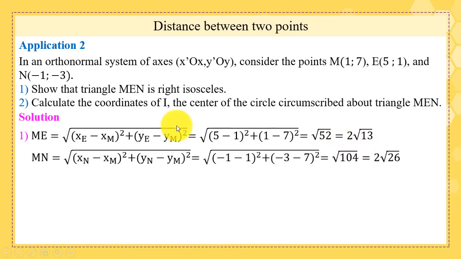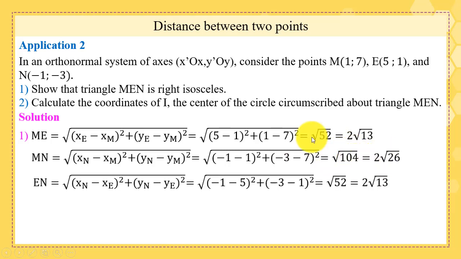Also, the length MN is equal to radical of (xn minus xm) all square plus (yn minus ym) all square, which is equal to radical 104, equal to 2 radical 26. Also, EN is equal to radical of (xn minus xe) square plus (yn minus ye) square. Also, it is equal to radical 52, which is equal to 2 radical 13. Here, the three lengths of the sides of the triangle MEN are given.